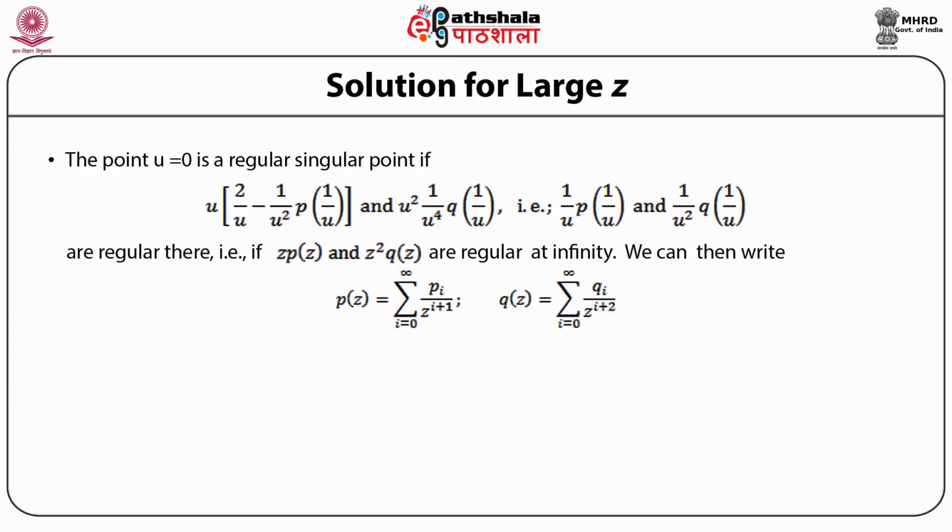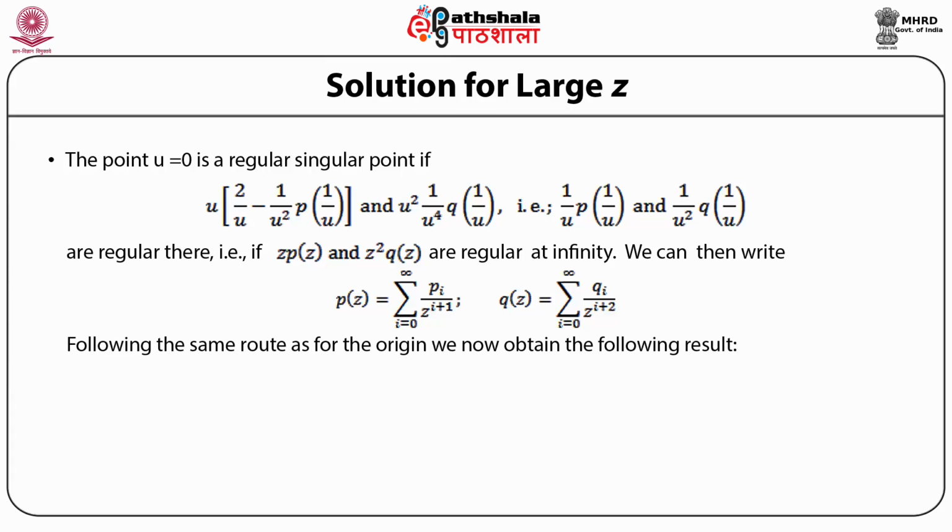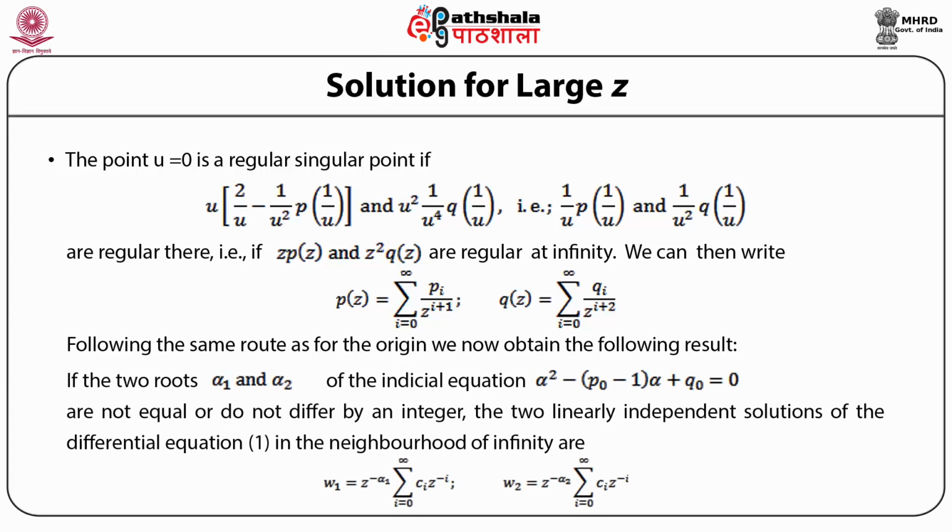The functions p(z) and q(z) can now be expanded in Laurent series given by p(z) = summation i going from 0 to infinity p_i / z^(i+1). Similarly, q(z) = summation i going from 0 to infinity q_i / z^(i+2). Following the same route as we did for the regular singular point at the origin, we now obtain the following result.